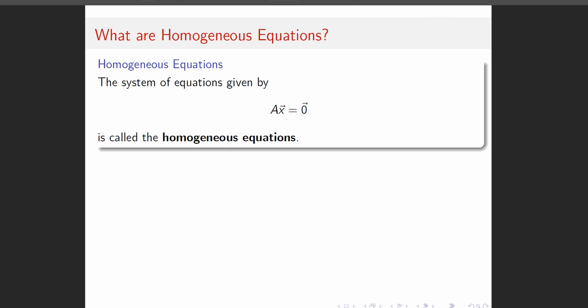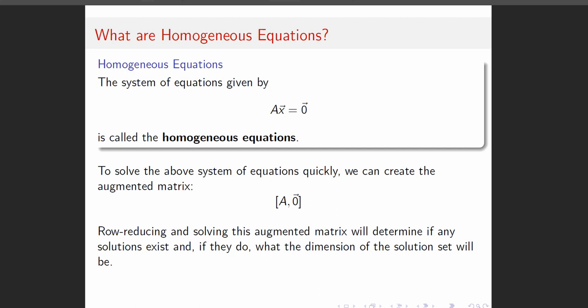Okay, why do we care? Well, it turns out that we can characterize the solution set completely knowing the solution to the homogeneous equations. And it also turns out in the next section it will tell us something about linear independence, which I'm not going to define right this second, but we'll learn about in the next video. Now, what we're going to do is create the augmented matrix with the matrix A and the 0 vector, and we're going to row reduce and solve it. That's going to produce all the information that we need.